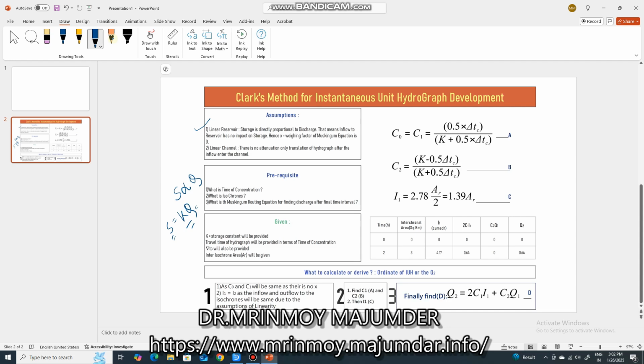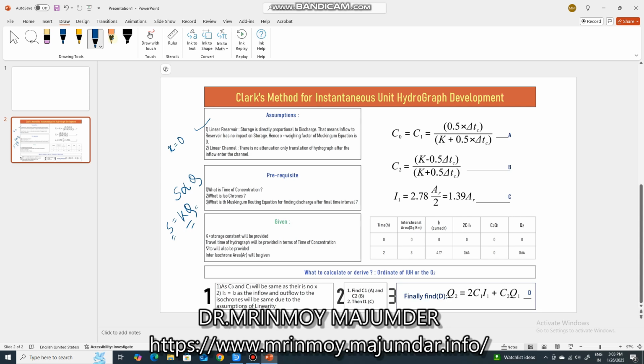As a result, what happens? The weighing factor X, if you remember the Muskingum equation, there are two important factors. One is X, another one is K. K is the storage constant, I have explained. X is the weighing factor. The weighing factor of the Muskingum equation in this case is assumed to be 0. This weighing factor actually depicts the weightage of importance of inflow and outflow in the Muskingum equation. Okay, so this is one assumption, that the reservoir is linear.